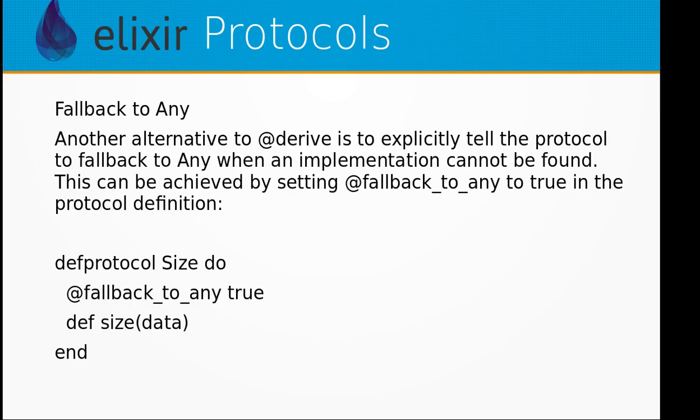Fallback to Any. Another alternative to derive is to explicitly tell the protocol to fall back to Any when an implementation cannot be found. This can be achieved by setting fallback_to_any to true in the protocol definition.